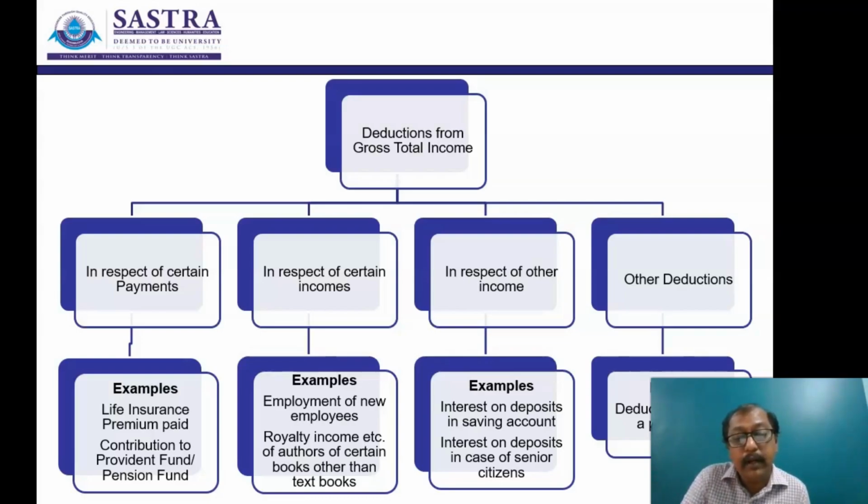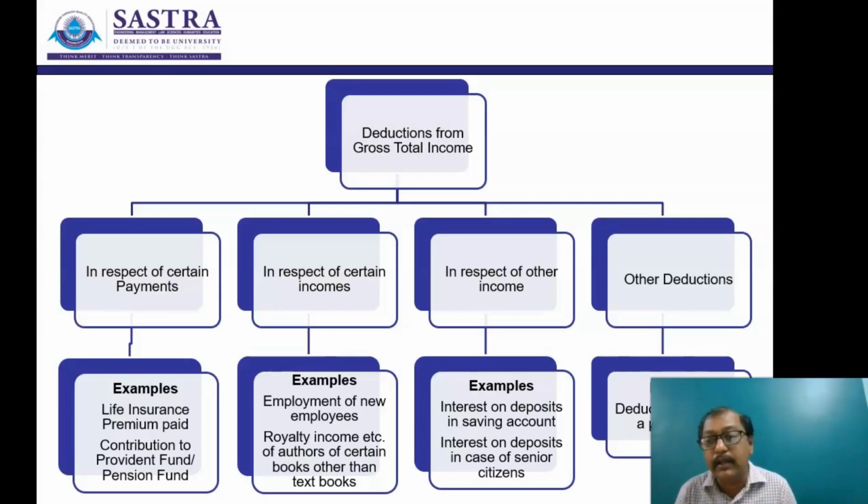Royalty income for the authors, for certain books other than textbooks and things like that, there can be some exemptions given. And with respect to other income, the deductions can be in the form of interest on deposits in a savings bank account, interest on deposits up to a certain limit. Within that limit, if you get interest of, say, for example, 10,000 rupees a year or so, within that income limit, you may be exempted, or the deductions can be given.